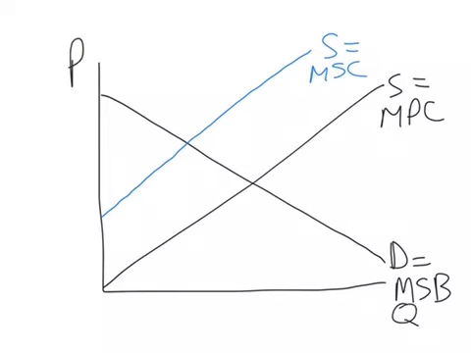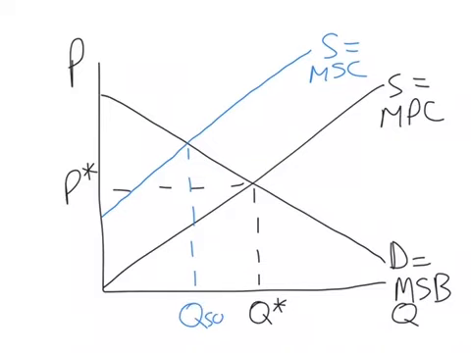When the market is unrestricted, it is going to produce at a point where the supply and demand curve that represent the marginal private cost and the marginal social benefit intersect. This is essentially the same equilibrium point used in a standard supply and demand graph. However, because of the presence of an externality, the socially optimal quantity will be lower than the equilibrium quantity, and the socially optimal price will be higher than the equilibrium price.